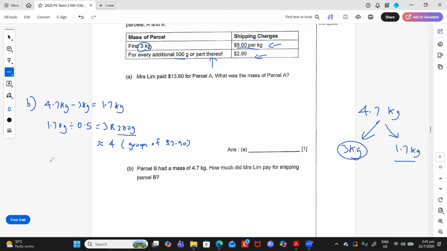So now we can calculate how much is being charged. First one, 6.90 times 3 kg. Because every 3 kg is $6.90, right? 6.9 times 3 is $20.70. Next, you got 4 groups of $2.90. Take 4 times $2.90. You'll get $11.60. Add these two up now. You get $32.30. That's your answer.